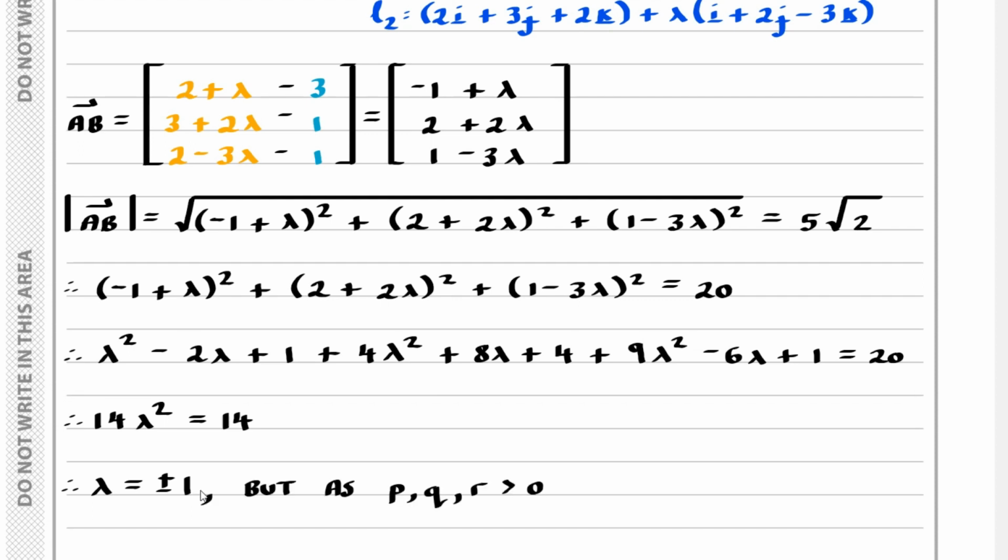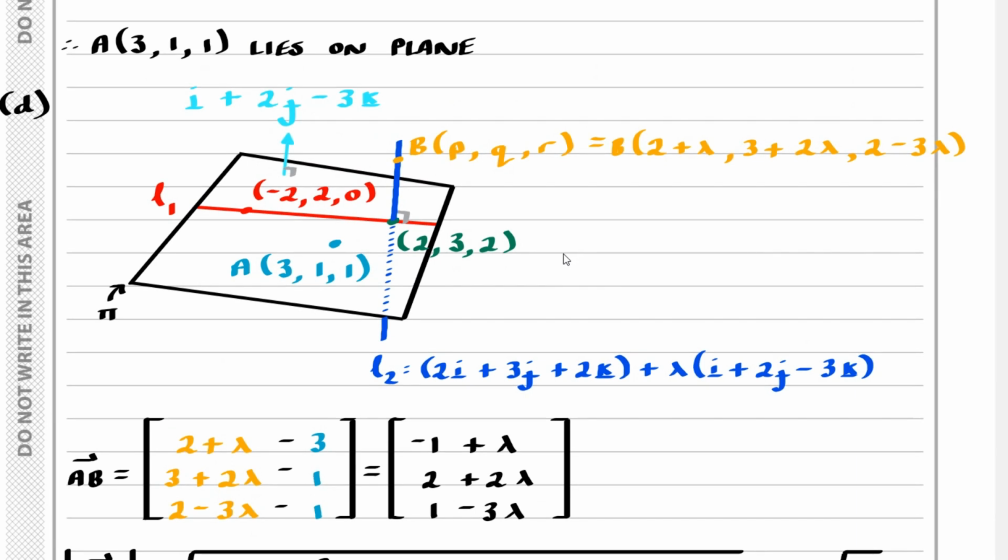But we know then P, Q and R are positive. And if that's the case, what we want is positive values of P, Q and R. Now if I have 1 for lambda, I'd have 3. Here I would have 5. And here I'd have negative 1. So lambda equals 1 doesn't work.